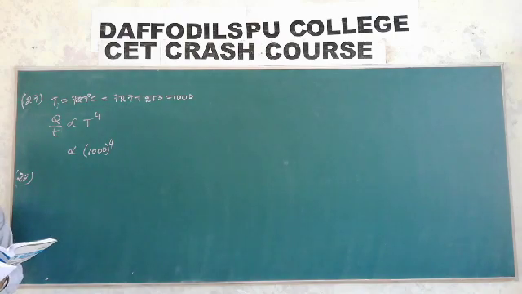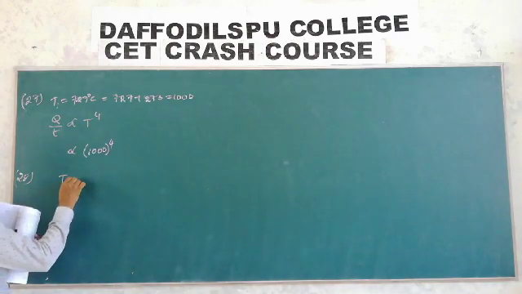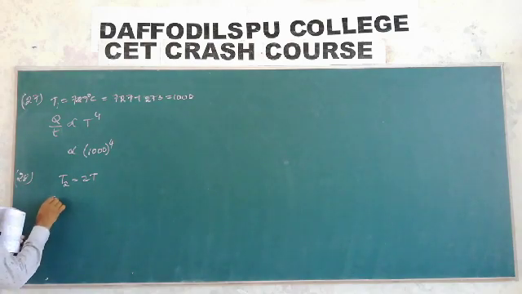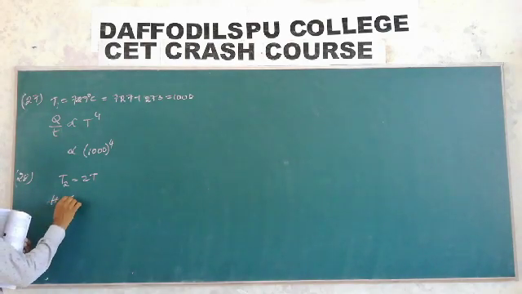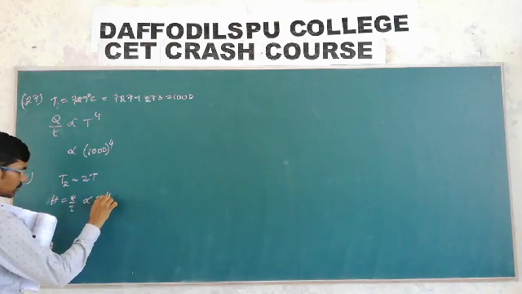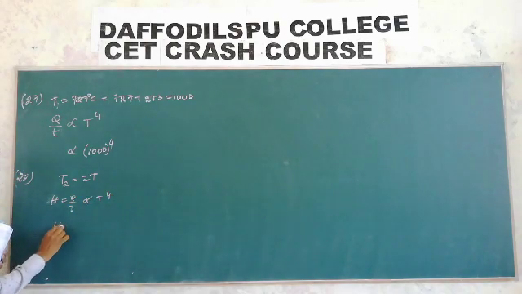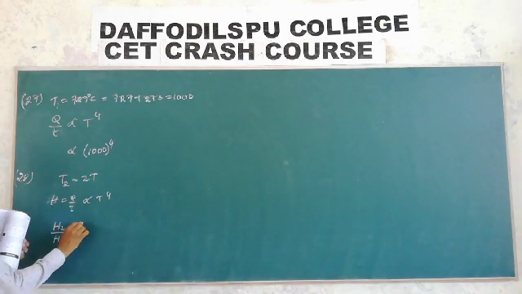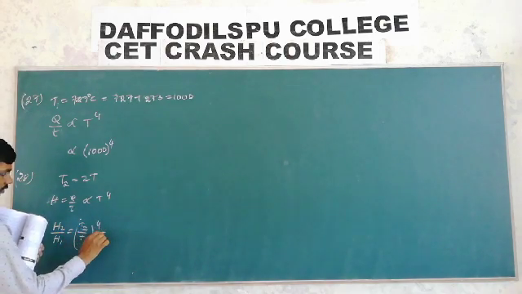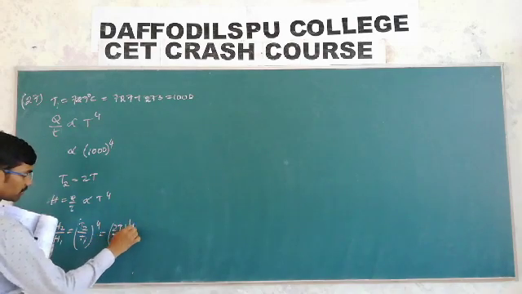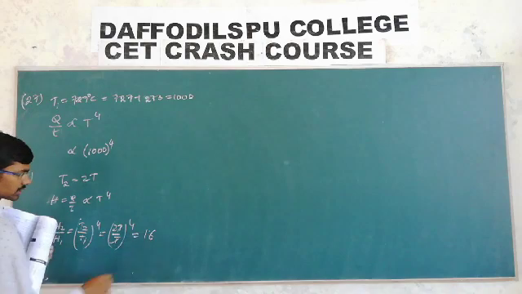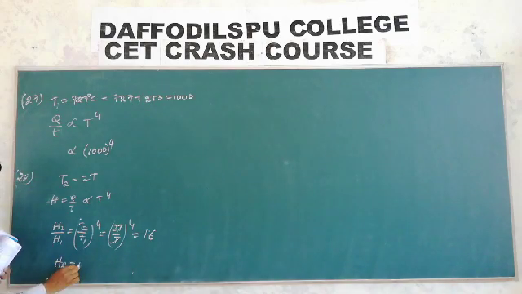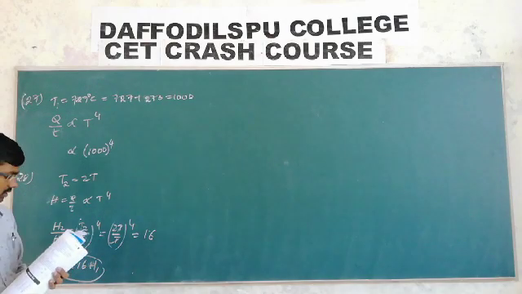If the temperature of the sun is doubled, the rate of energy received on earth will be increased by a factor. Temperature of the sun is doubled, 2T. Then what about the rate of heat energy? H is equal to Q by T, which is directly proportional to T power 4. Then H2 by H1 is equal to T2 by T1 whole power 4. Then 2T by T whole power 4, T cancels. 2 power 4 means what? 16. Then the rate of energy is 16 times the initial energy. Then choose the third option.